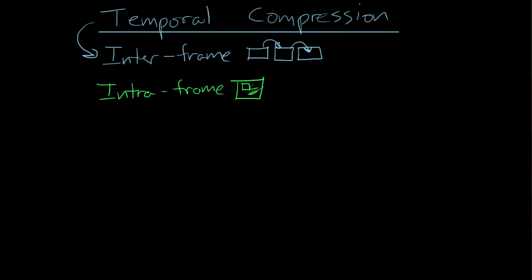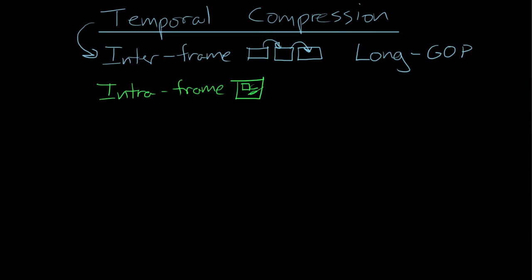This is also commonly referred to as long GOP. A long GOP codec is one that uses these techniques. GOP stands for group of pictures. So what does this interframe thing, long GOP thing mean?